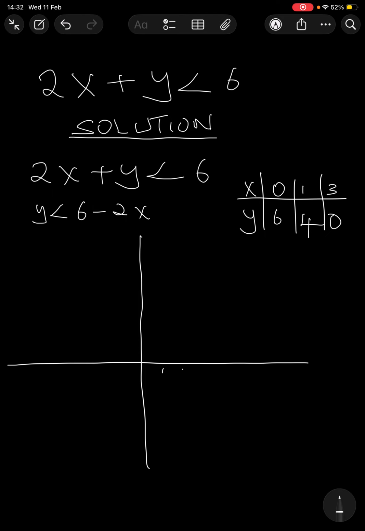This one is 1, 2, 3, 4, 5, 6, -1, -2, -3, -4. This one is 1, 2, 3, 4, 5, 6, -1, -2, -3, -4, and -5. Allocate the points. We have 0 and 6. Next, we have 1 and 4. Next, we have 3 and 0. Next, is it dotted or continuous? Less than, it is dotted.